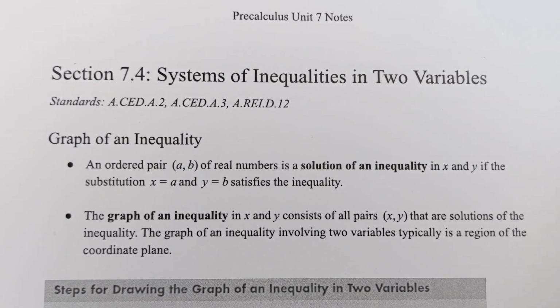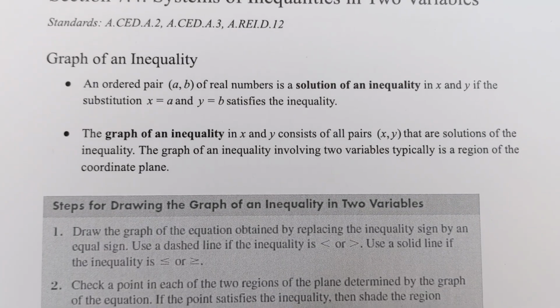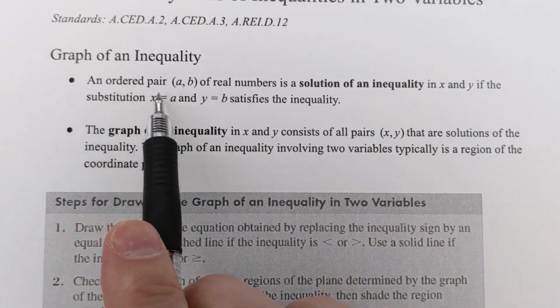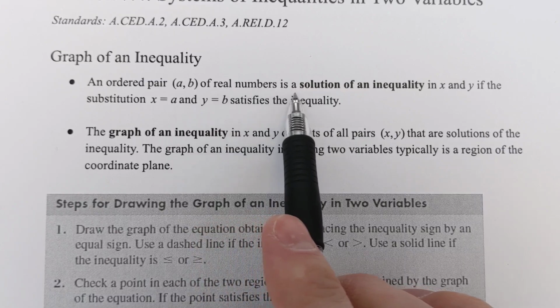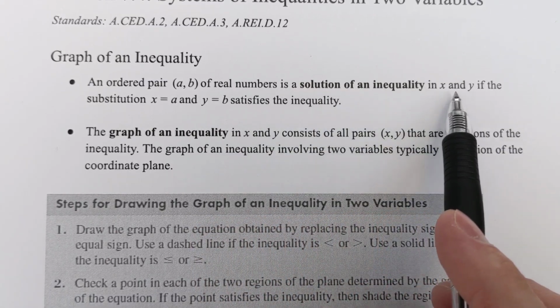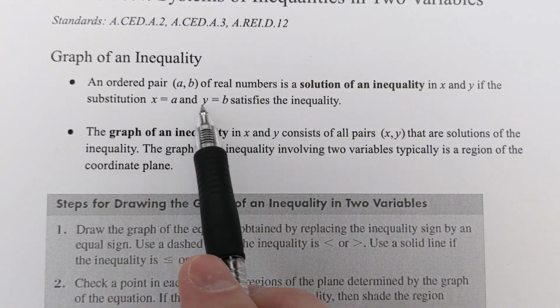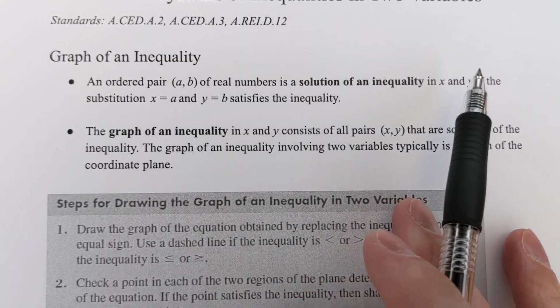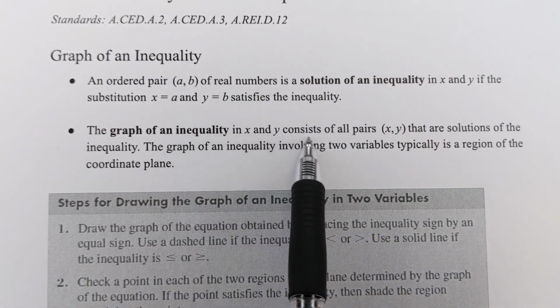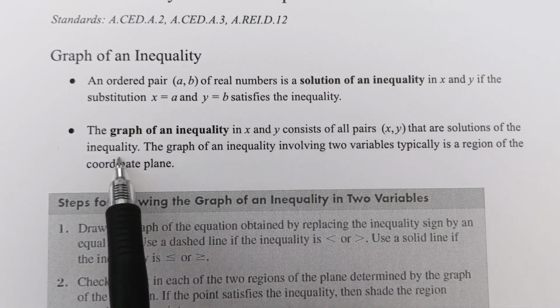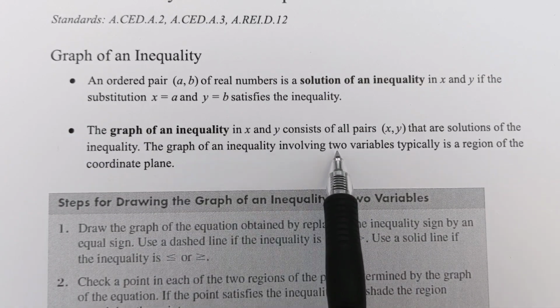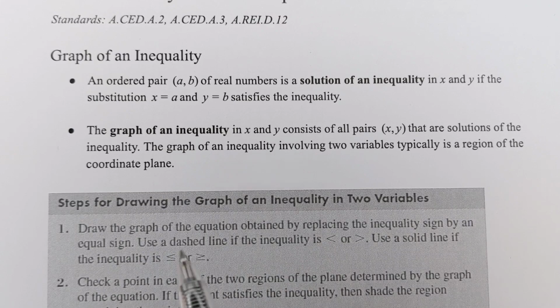All right, here we have the notes for section 7.4, graphs of inequalities in two variables. So the graph of an inequality: an ordered pair (a, b) of real numbers is a solution of an inequality in x and y if the substitution x equals a and y equals b satisfies the inequality. The graph of an inequality in x and y consists of all pairs (x, y) that are solutions to the inequality. The graph of an inequality involving two variables typically is a region of the coordinate plane.